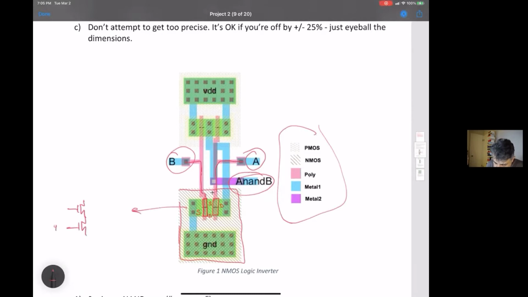One would have B as an input, and the other one would have A as an input. Let's call this M1 and this M2. So this would be M1 and M2. The source of M1 is connected to ground, which is connected to the substrate. And the drain of M2 is connected to this metal 2 line. It's also connected to the output, and it's connected to these PMOSFETs.